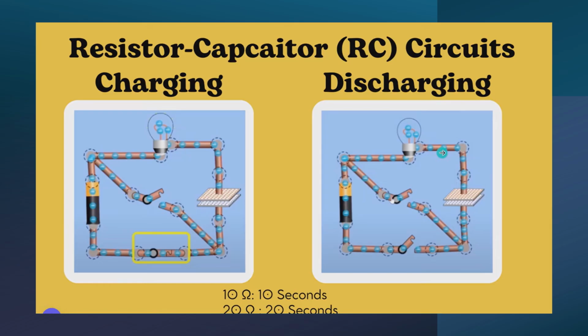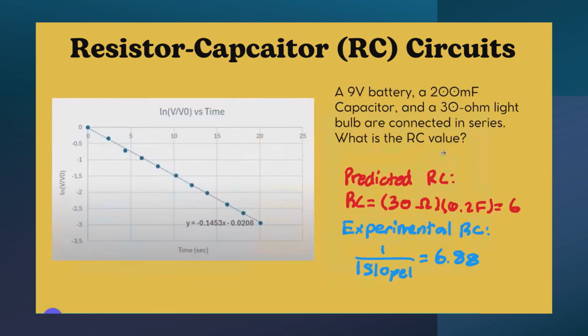So resistor capacitor circuits, when they're charging and discharging, you see there's a 1-to-1 ratio between ohms and seconds for both of them. Next, a 9-volt battery, a 200 mF capacitor, and a 30 ohm light bulb are connected in series. What is the RC value? So the predicted RC value when you plug in values is 6, and using Excel we're able to plot and get an experimental RC value of around 6.88, which is very close to the expected value.